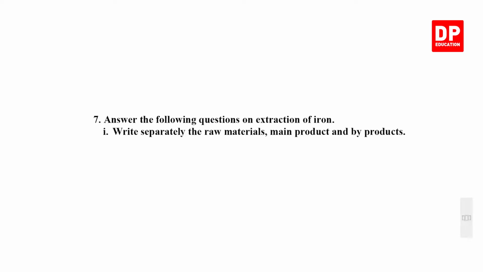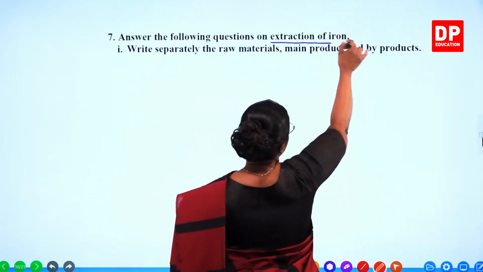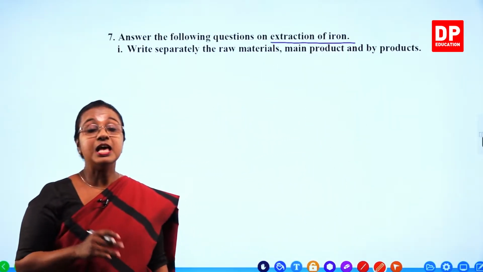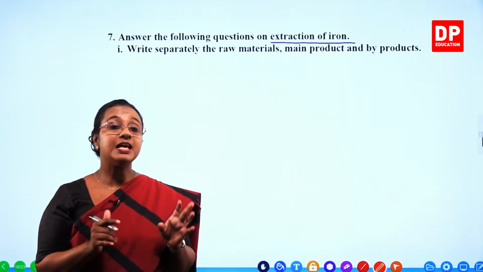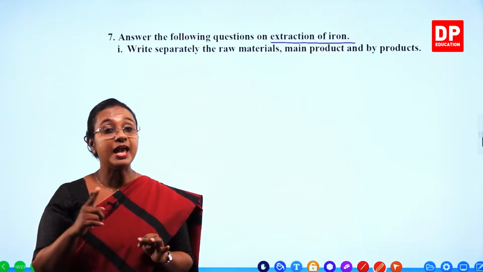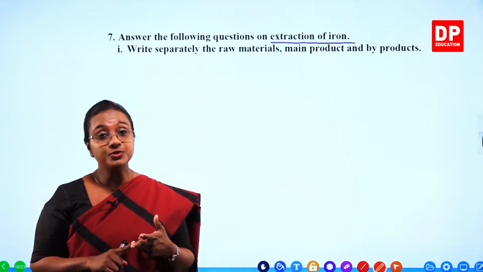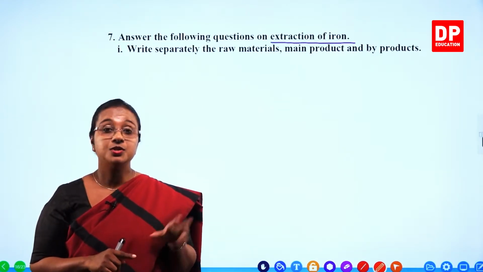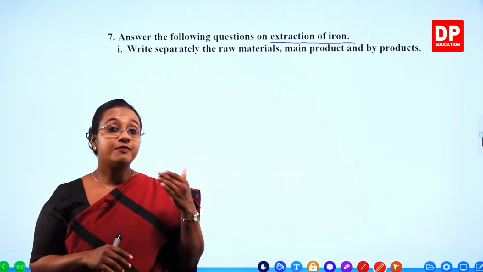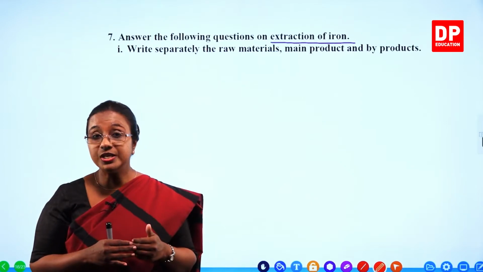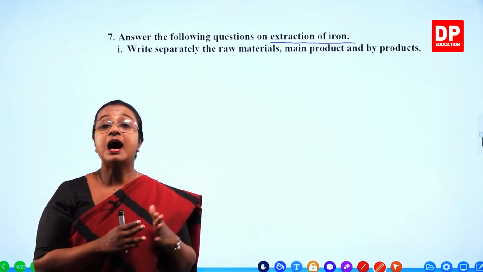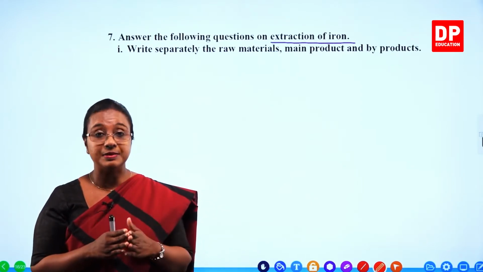Question number 7. Answer the following questions on extraction of iron. So you're familiar with this process. We discussed this in detail using the blast furnace. We use the raw materials hematite, limestone, and also coke. Coke is carbon. So those are the raw materials. From there, carbon monoxide is produced. That is the reducing agent that reduces iron from its ore, hematite.